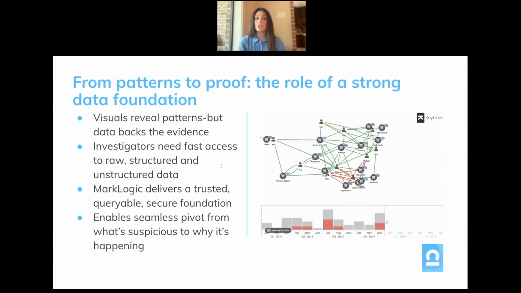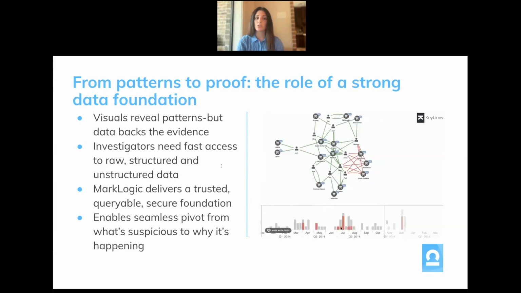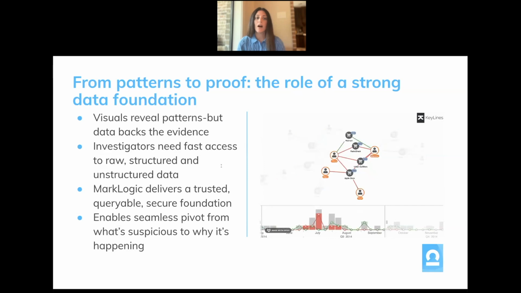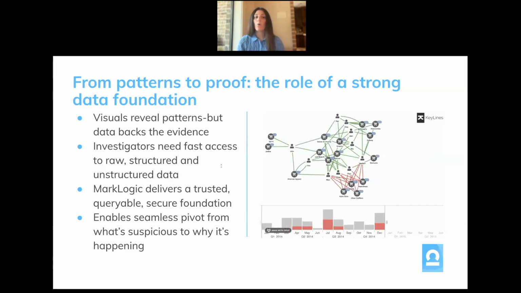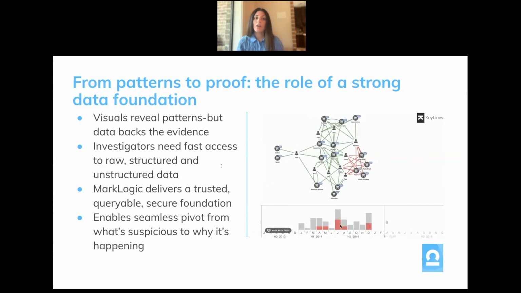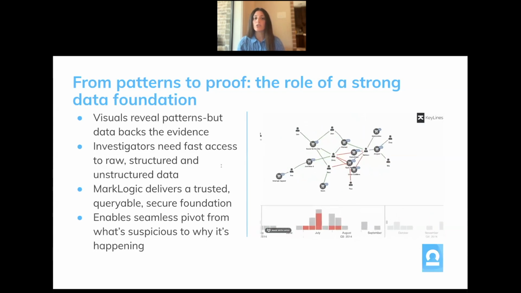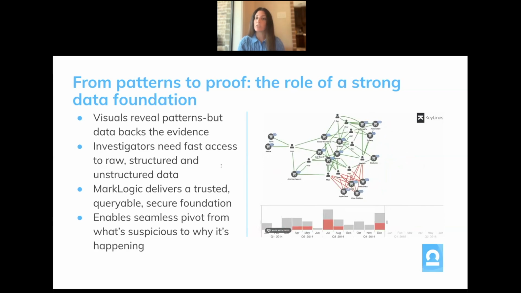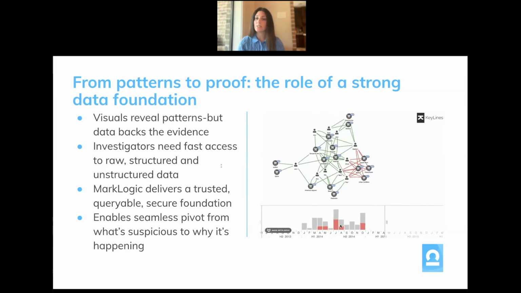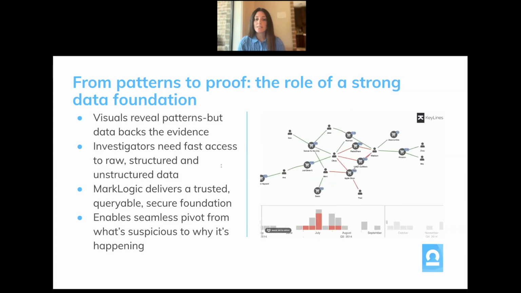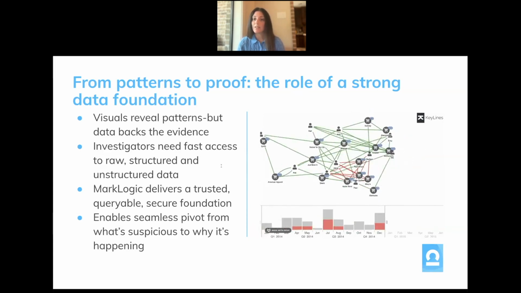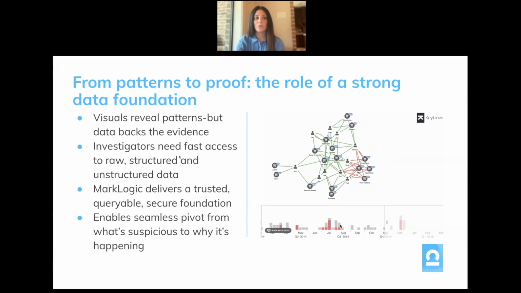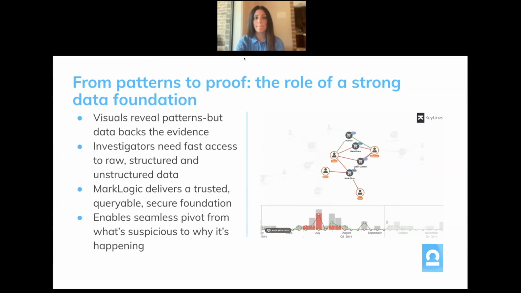It acts as the data foundation behind the visuals, giving users secure, queryable access to all the relevant information in one place. It supports the critical pivot from seeing that something is off to proving why, whether it's surfacing case history, original documents, metadata, or even cross-domain intelligence. MarkLogic makes the transition fast, seamless, and defensible. It's how you go from insight to action and build a case that stands up. So from here, I'm going to kick it back over to David to show you just how that's done.